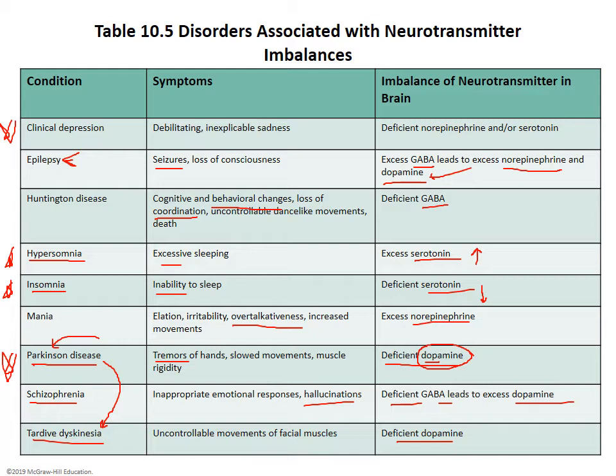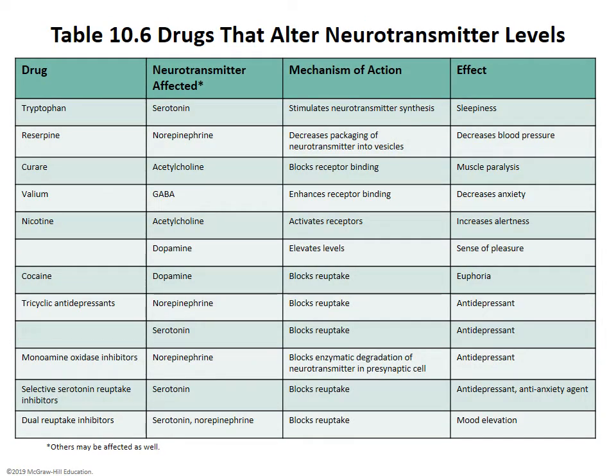But again, the only ones I'm worried about on here, clinical depression. I want you to know something about these two: hypersomnia and insomnia, and Parkinson's disease are the ones I want you to know about. Now, these are things that are going to alter neurotransmitters. So again, just like the other one, I'm going to go over all of them, but not all of them I want you to know. All right. And now, if you're getting into nursing, these are probably good slides to know where they are, because this is a lot of stuff you're going to deal with.